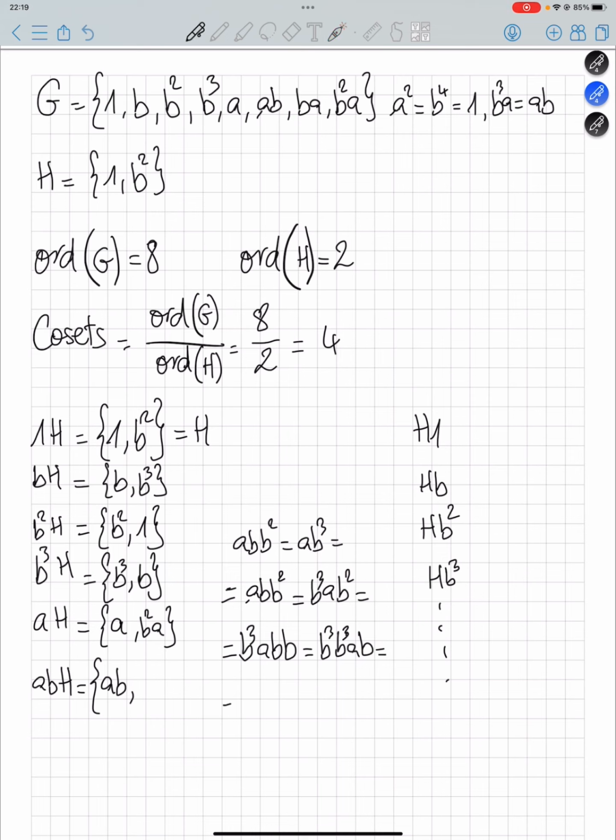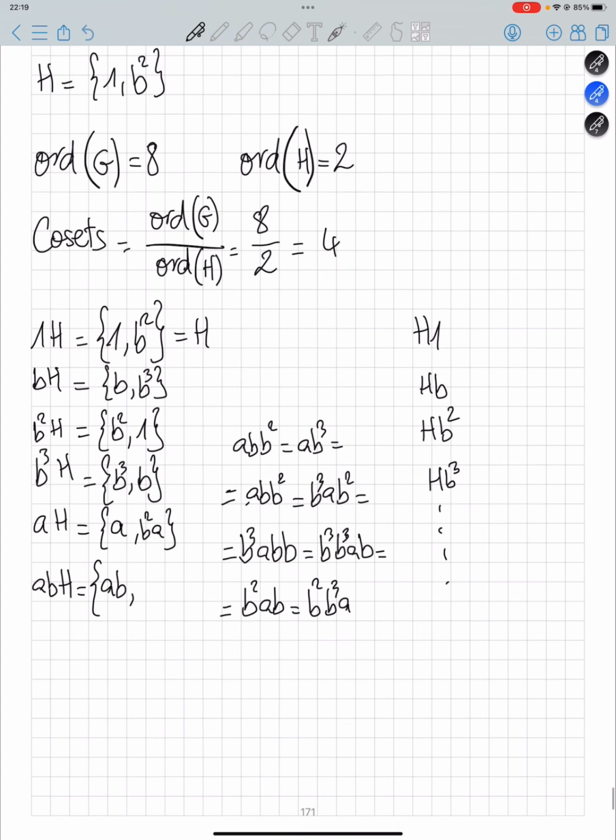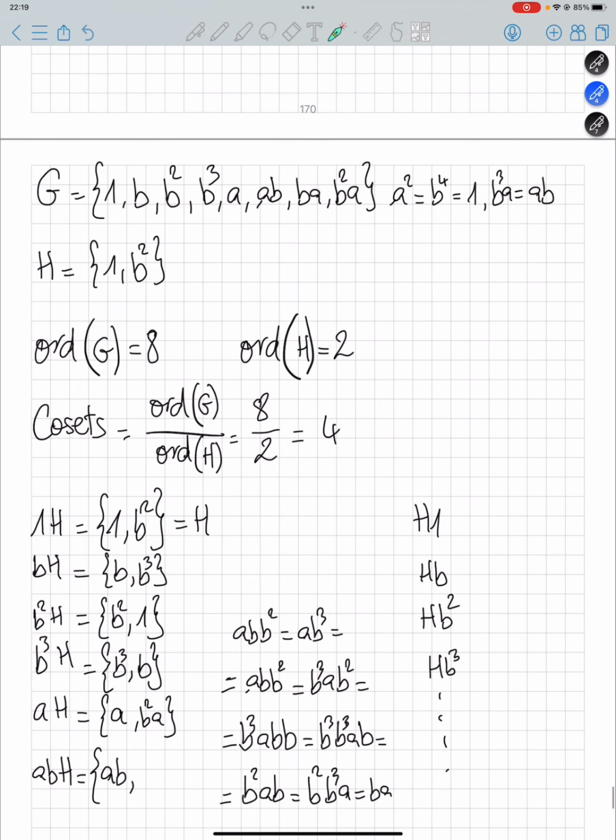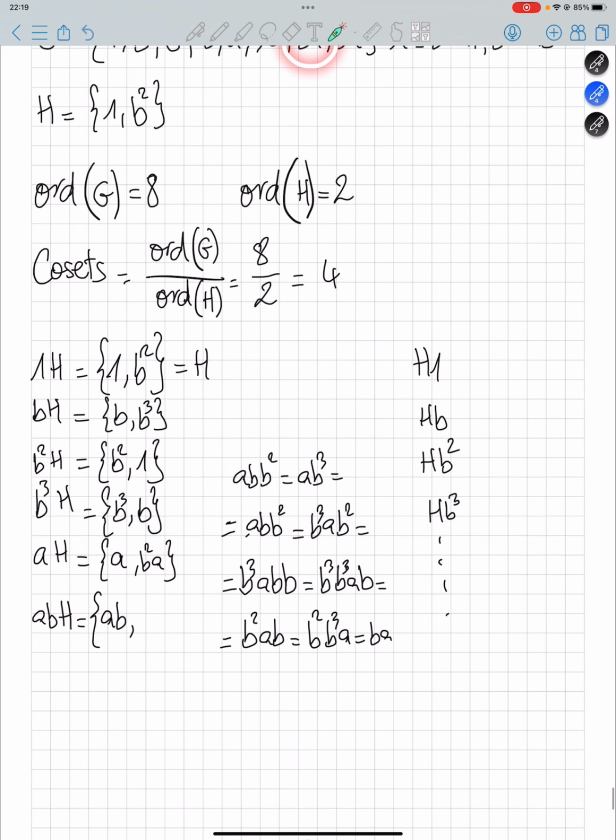So this is B square, AB, but this AB is B cubed A, so we change it again, B square then B cubed A. Here we have basically B5, which is B, because B4 is identity, so this is BA. Now BA is an element of this group, so we write BA here.